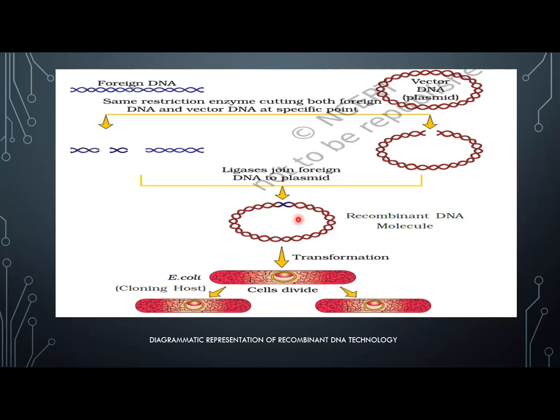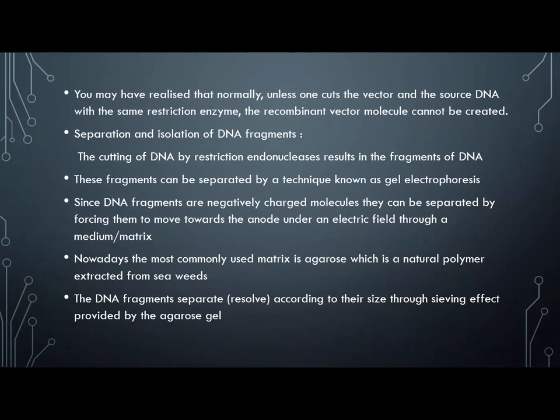This process is seen in E. coli cells. This diagram is the representation of recombinant DNA technology. You may have realized that normally, unless one cuts the vector and the source DNA with the same restriction enzyme, the recombinant vector molecule cannot be created.